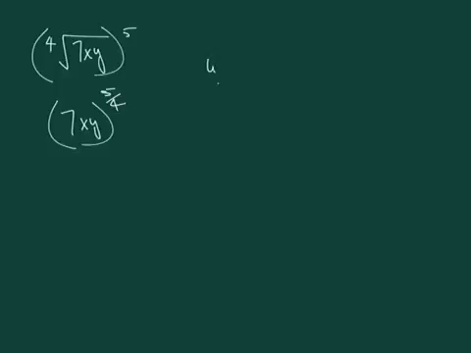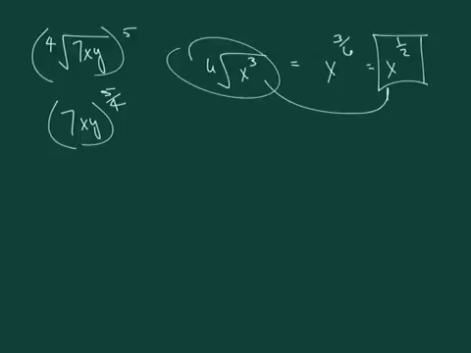Alright, B, the 6th root of x cubed. That gives me x to the 3/6, and 3/6 reduces to 1/2. So this is the same as x to the 1/2 power, or the square root of x.